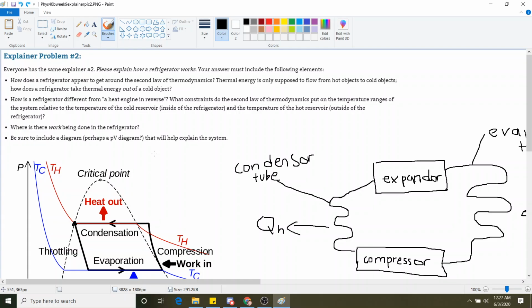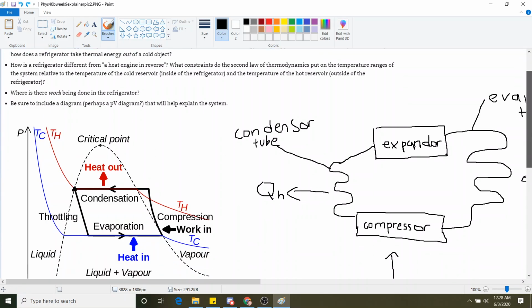How is a refrigerator different from a heat engine in reverse? What constraints does the second law of thermodynamics put on the temperature ranges of the system relative to the temperature of the cold reservoir and the temperature of the hot reservoir? Where is the work being done in the refrigerator, and be sure to include a PV diagram.